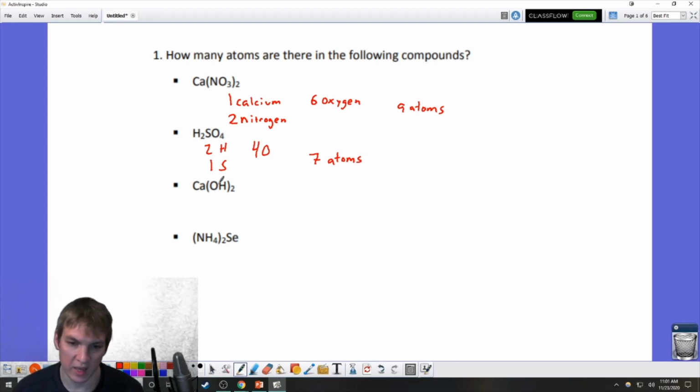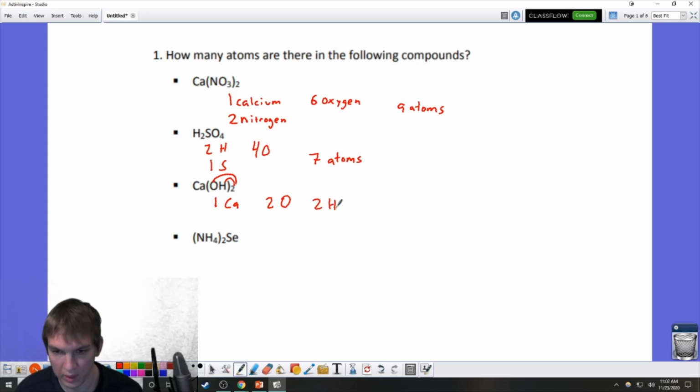Okay, what about Ca(OH)2? Again, these parentheses groups can be kind of tricky, but whatever number you have on the outside, you want to distribute it to everything inside the parentheses. So this 2 goes to the H, and this 2 also goes to the O. So we only have 1 calcium. We have 2 oxygens and 2 hydrogens. So a total of 5 atoms.